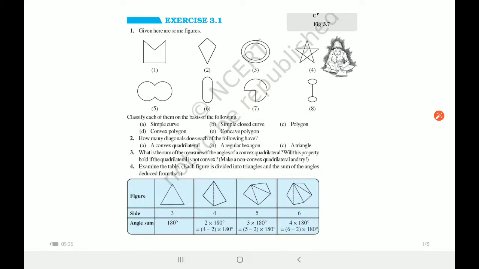Hello, good morning. So let us start this exercise. We'll complete the exercise in this video, and in the next video I'll be teaching you the next concept. So let us have two videos today: one to understand exercise number 3.1, and second to know the concept of exercise number 3.2.